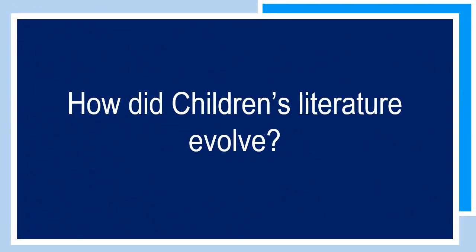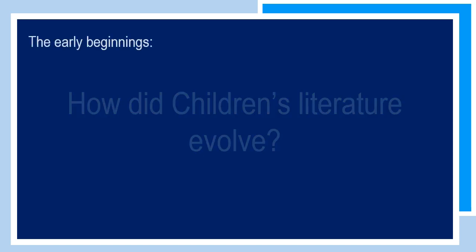Now, how did the history of children's literature evolve? A knowledge of the historical background of children's literature through the ages helps us understand the forces affecting the development of children's literature and their characteristics at different periods. So, the development of children's literature reflects the spirit and interests of each period. Now, let us proceed to the early beginnings.